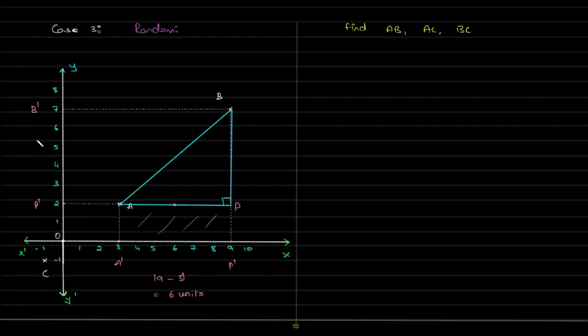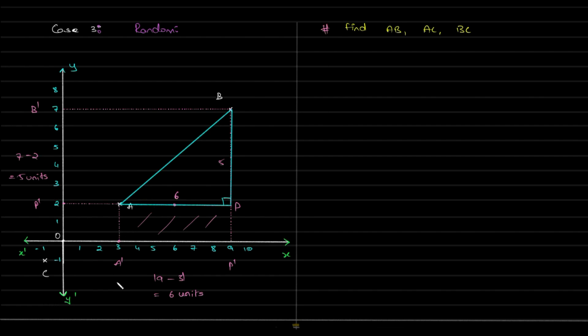And next, think about PB. In this case, B dash P dash. How do you find that? Again, this entire thing is a rectangle. So opposite sides will be equal. So finding B dash P dash is same as finding BP. So how do you find B dash P dash? 7 minus 2, that is 5 units. So once I know that this is 6 units and this is 5 units, finding AB is not a big deal.